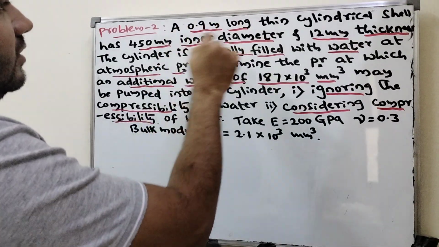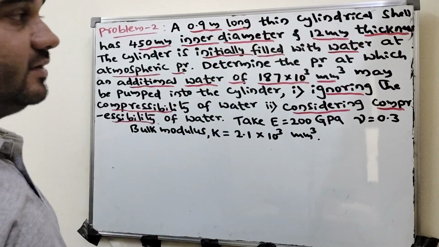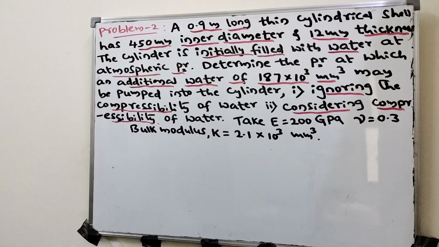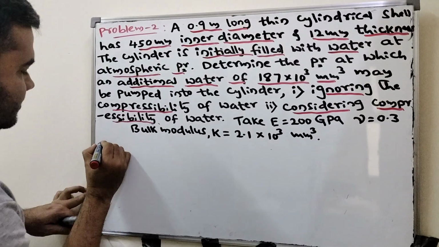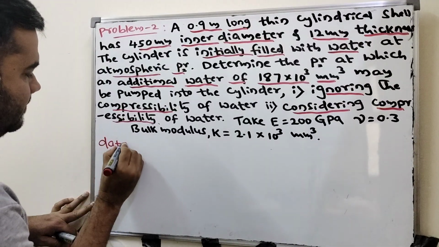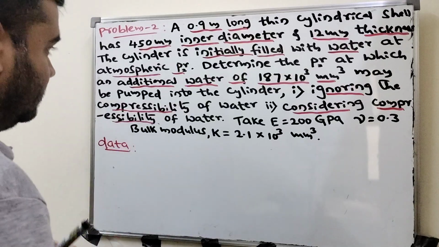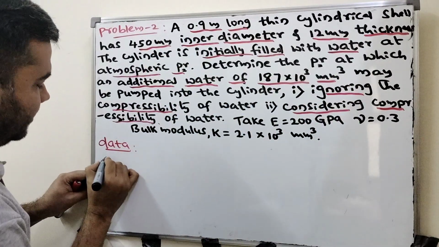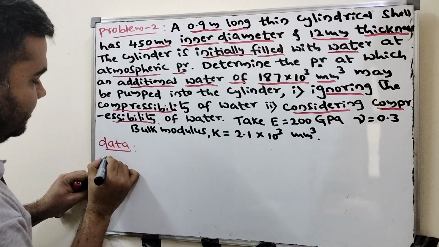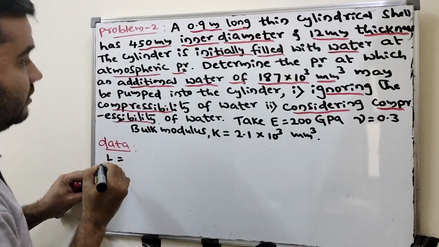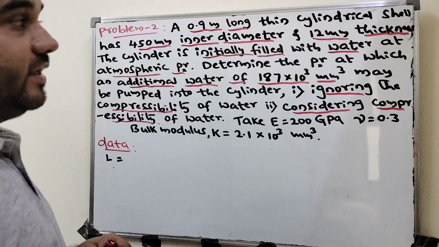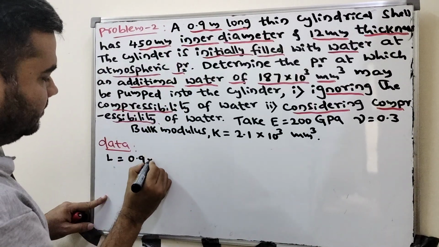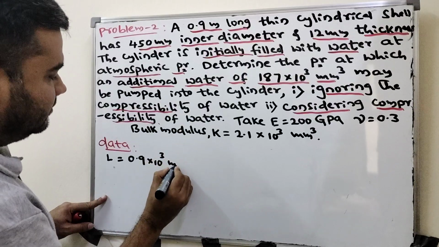I'll read the problem first. A 0.9-meter long thin cylinder. It is a thin cylinder. We'll go through the data one by one. The length of the cylinder is 0.9 meter. That is L equal to, all the units are in mm, so 0.9 into 10 raised to 3 millimeter.